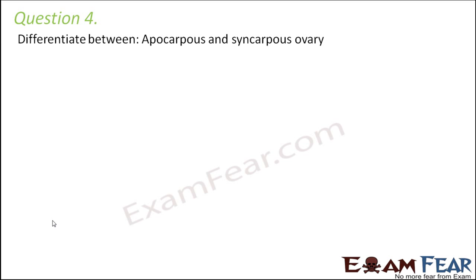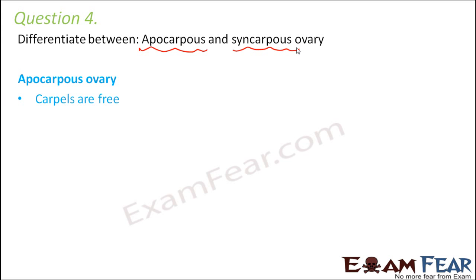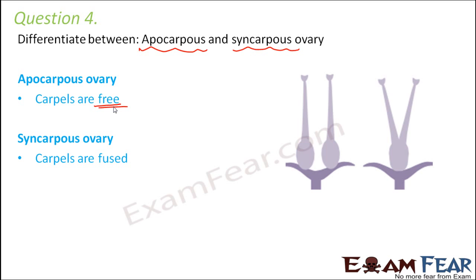Next one, differentiate between apocarpous and syncarpous ovary. So now maybe you got these two new terms, apocarpous and syncarpous. Now when I say apocarpous ovary, it is a type of ovary where the carpels are free. What do I mean by carpels are free? That means one flower with many carpels and they are not joined to each other. They are not united to each other. They are separate. Whereas when I talk about a syncarpous ovary, the carpels are fused. So here you can look at the example.